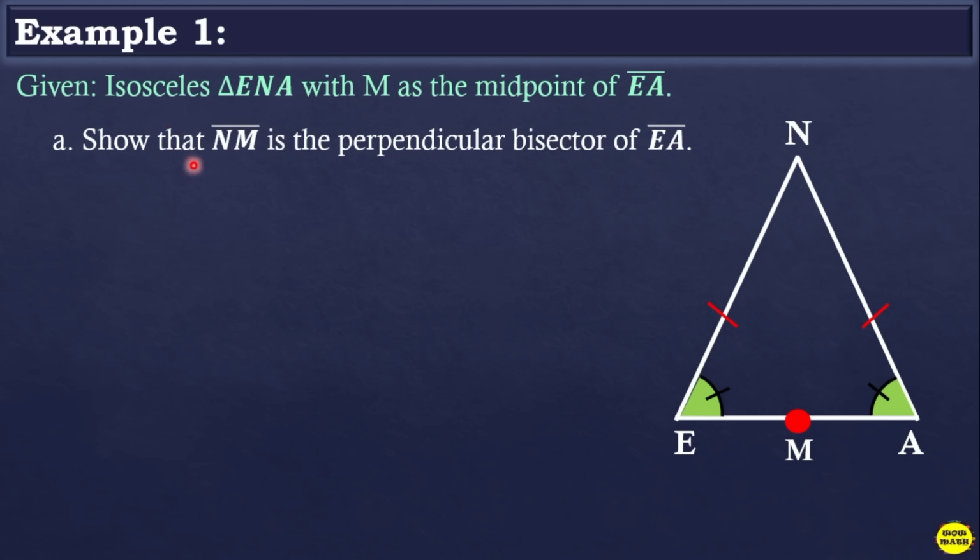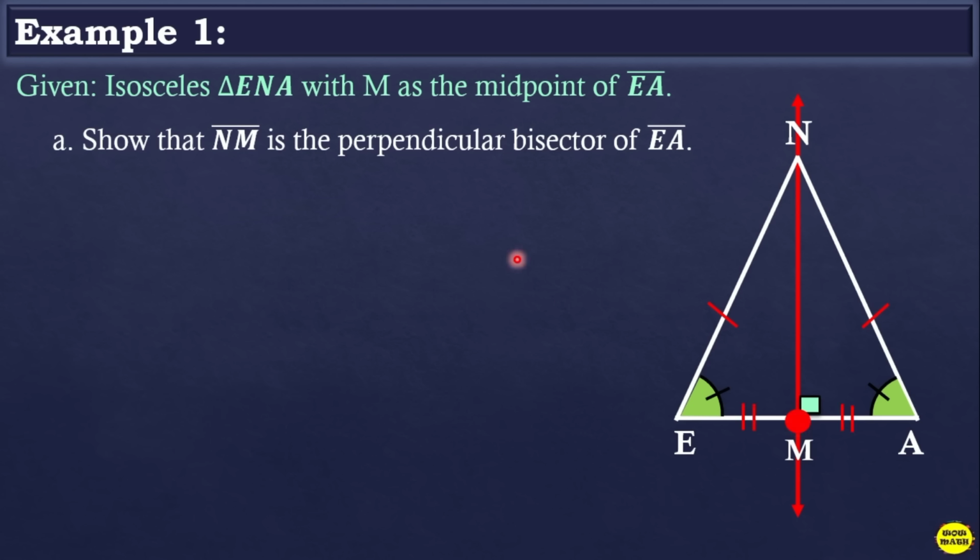So, letter A, show that segment NM is the perpendicular bisector of segment EA. So, how are we going to illustrate that segment NM is the perpendicular bisector of segment EA? So, ito po yung ating N, ito po yung ating M. Make sure that when we are constructing a perpendicular bisector, dapat it contains the midpoint since that is a bisector. So, tatandaan na kapag bisector, dapat it contains the midpoint. So, hindi pwedeng maggagawa ka ng perpendicular bisector and then dito ang daan niya. So, hindi po yun bisector. Okay? So, dapat it contains the midpoint.